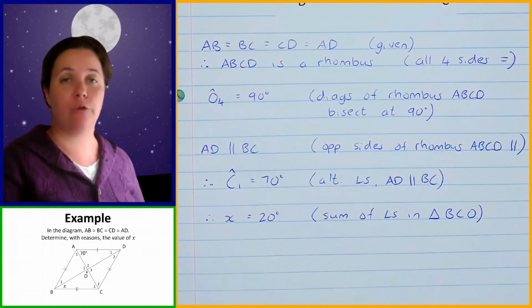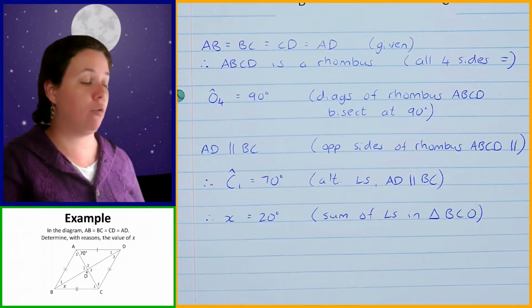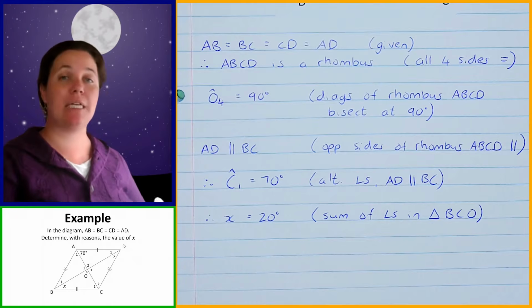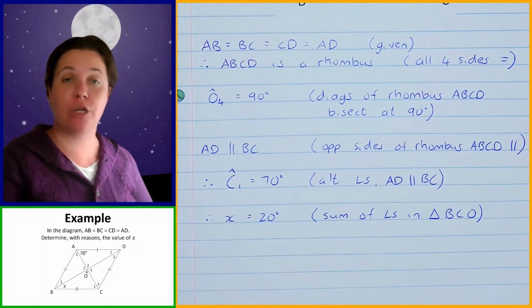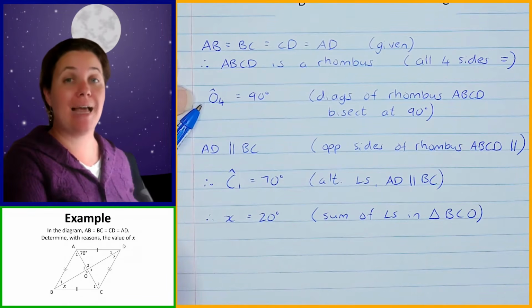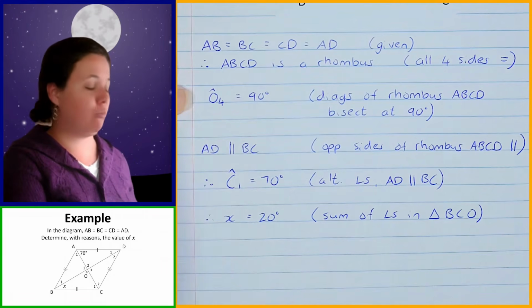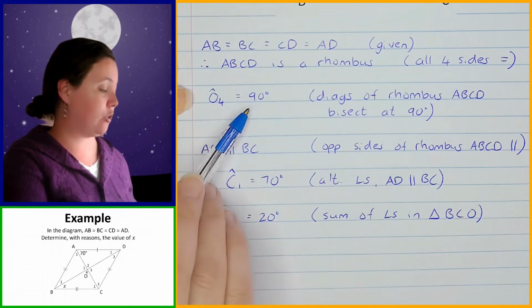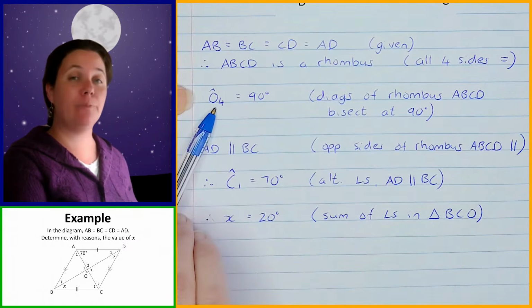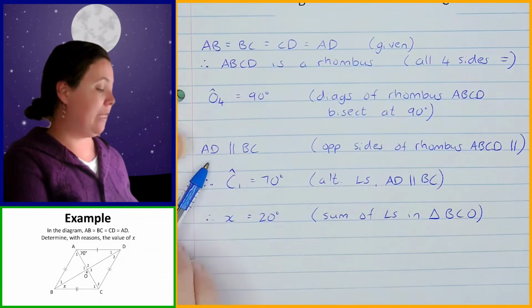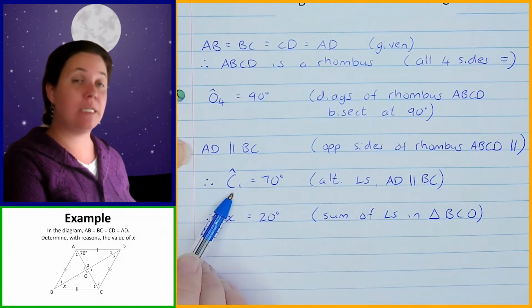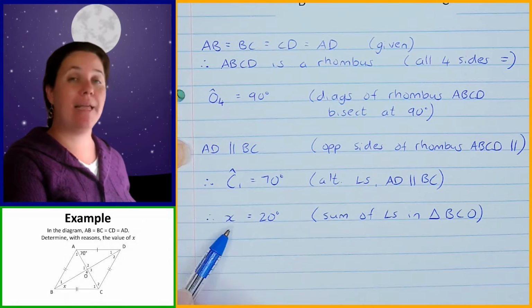Once I know what type of quadrilateral it is, I can then use the properties of that quadrilateral. So the properties of a rhombus are that the opposite sides are parallel, and that the diagonals bisect each other, and that they are perpendicular to each other. So in this case, the ones that were helpful to me was, first of all, that they bisect each other at 90 degrees. The bisecting wasn't so much important, it was the 90 degrees that was important in this particular example. So the fact that the diagonals are perpendicular to each other helped me to get 90 degrees for angle O4. Then also the fact that the opposite sides of a rhombus are parallel helped me to work out what angle C1 was, which then helped me to work out what x was.